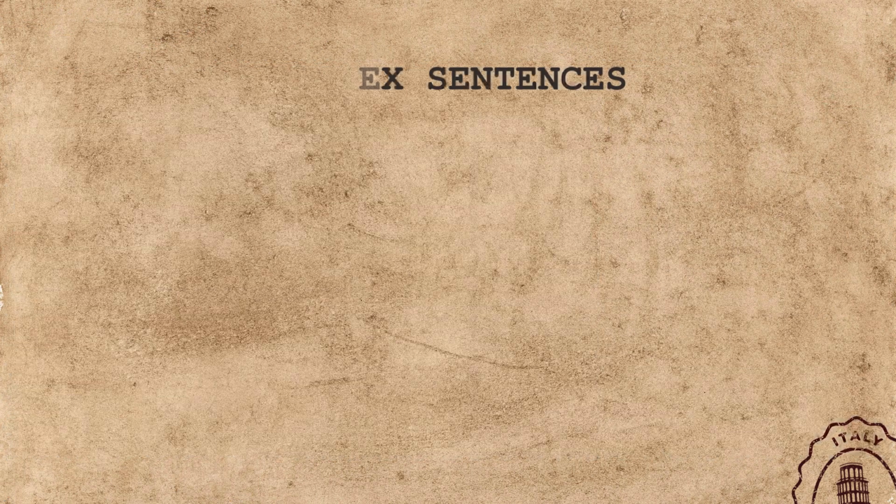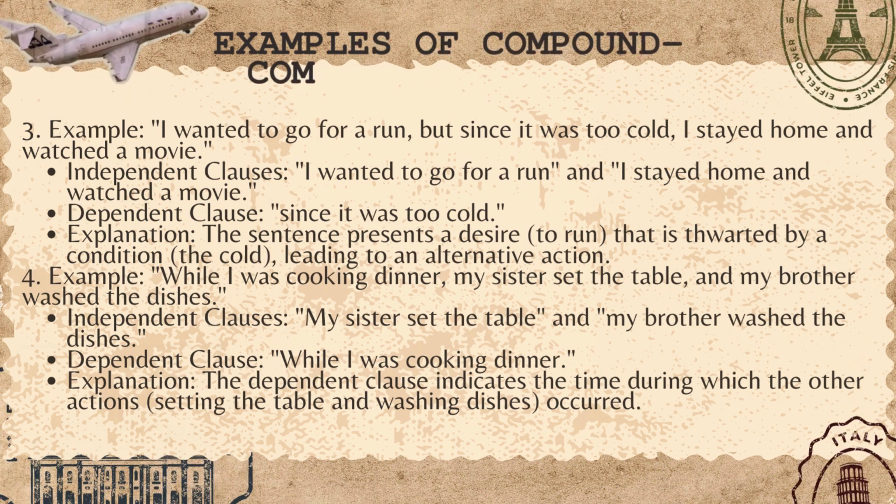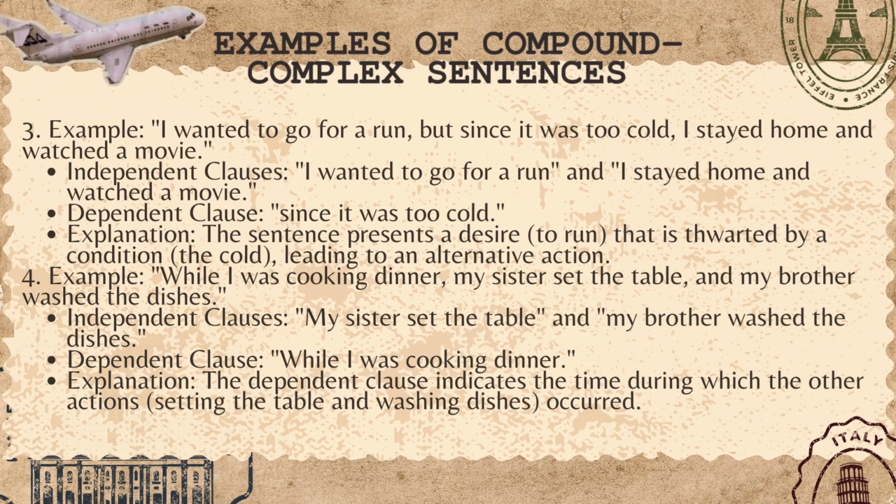the actions taken. Example. I wanted to go for a run, but since it was too cold, I stayed home and watched a movie. Independent clauses. I wanted to go for a run, and I stayed home and watched a movie. Dependent clause, since it was too cold. Explanation. The sentence presents a desire to run that is thwarted by a condition, the cold, leading to an alternative.